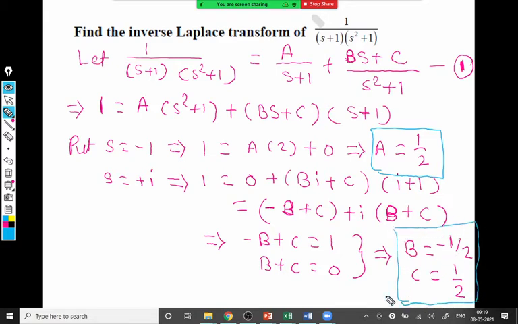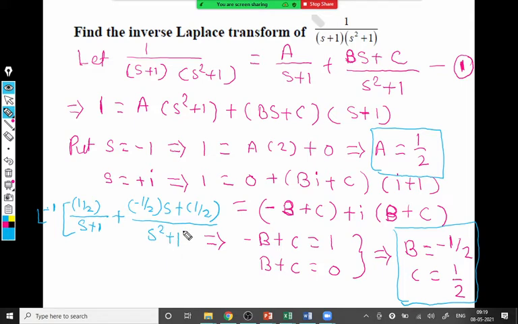So a last step is left now. The inverse Laplace of the given function becomes A upon s plus 1, where the value of A is 1 by 2, so 1 by 2 upon s plus 1, plus Bs plus C upon s square plus 1, where the value of B is minus 1 by 2. That's it, and here is the last step. 1 by 2 is a constant throughout, so I am writing it outside.